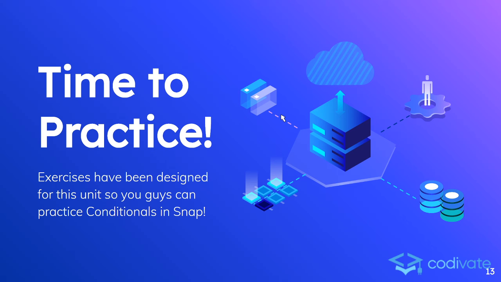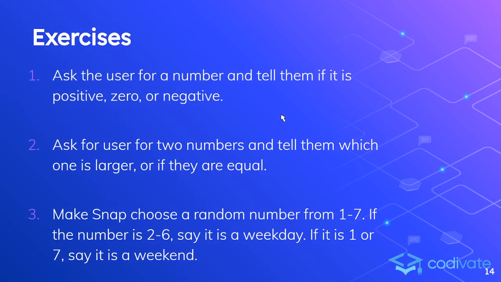We can now move on to the practice exercises. The first exercise is to ask the user for a number and tell them if it is positive, 0, or negative. The second exercise is to ask the user for two numbers and tell them which one is larger or if they are equal. The third one is to make Snap choose a random number from 1 to 7. If the number is 2 through 6, say it is a weekday. And if it is 1 or 7, say it is a weekend.